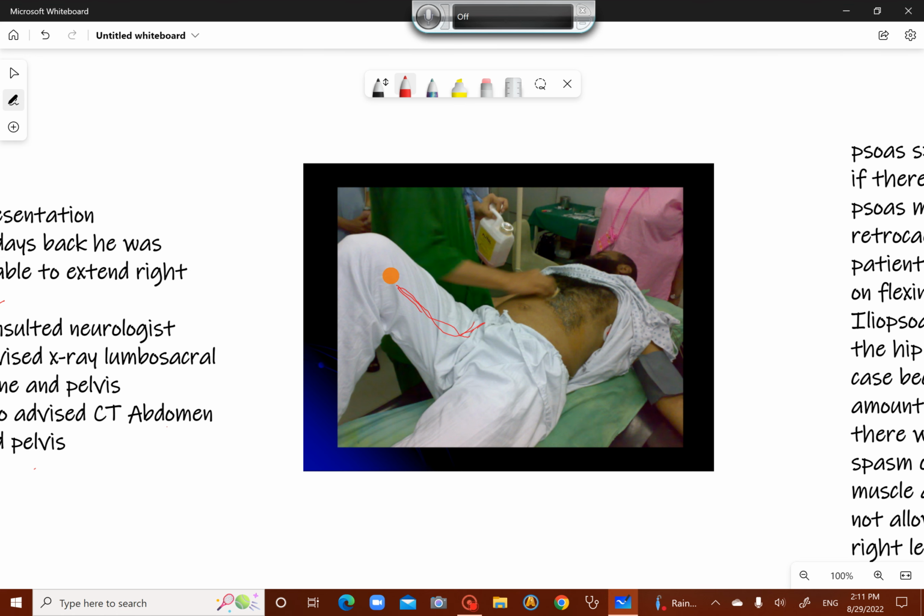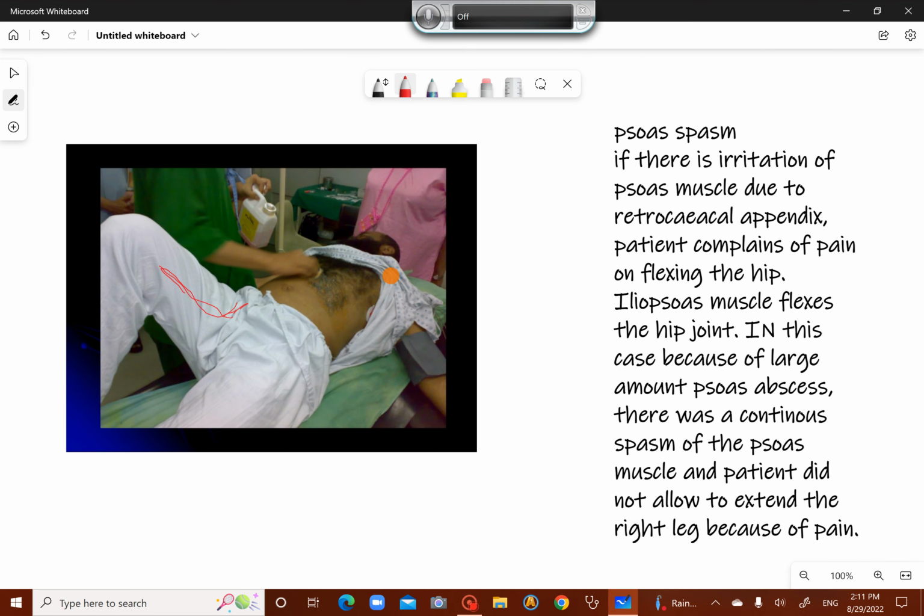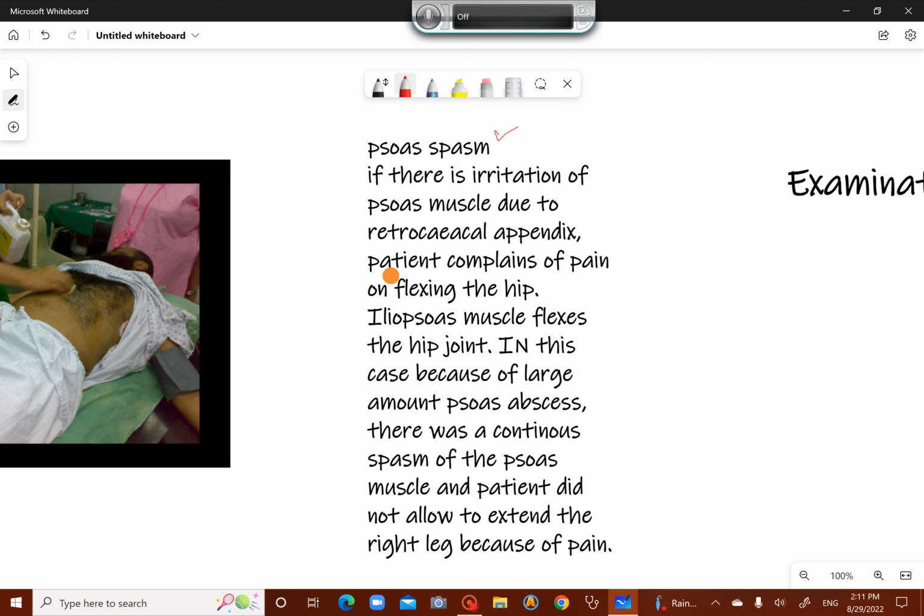Now, why was this posture? This is because of the psoas spasm. If there is irritation of the psoas muscle due to a retrocecal appendix, the patient complains of pain on extending the hip. This is known as the psoas test. The iliopsoas muscle flexes the hip joint. Now in this case, because of the large psoas abscess, which we'll see in the subsequent investigation, there was continuous spasm of the psoas muscle, and the patient did not allow extension of the right leg because of pain.